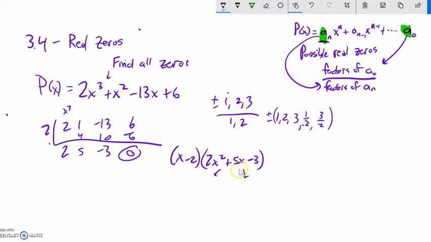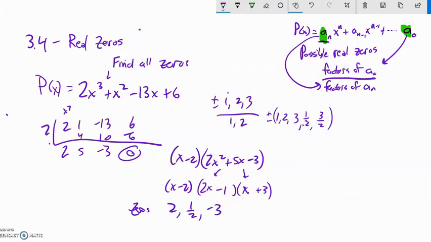I think this is going to factor to 2x plus, see, that would give me a positive 6, a minus 1. Minus 1 is 5. Yep, that's it. So here it is in factored form. And then my zeros would be 2, 1 half, and negative 3.